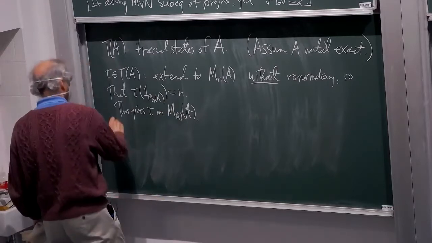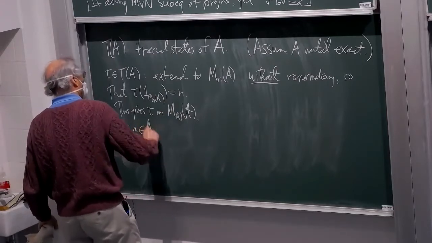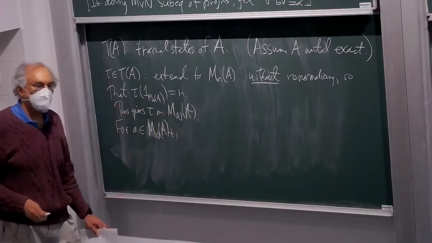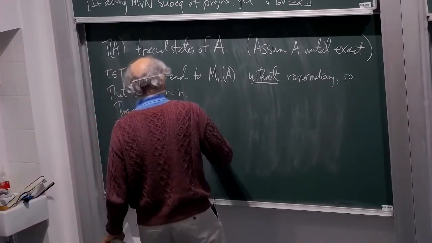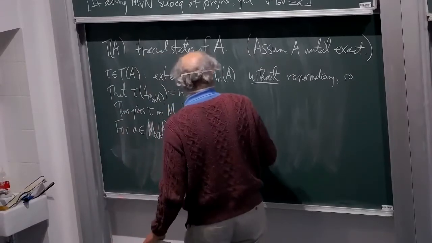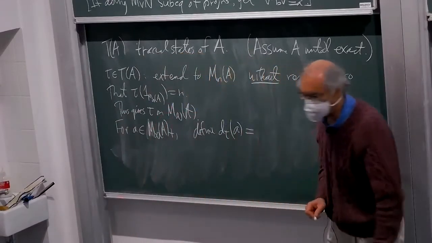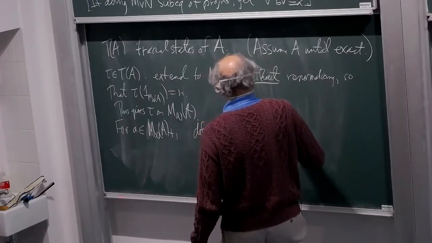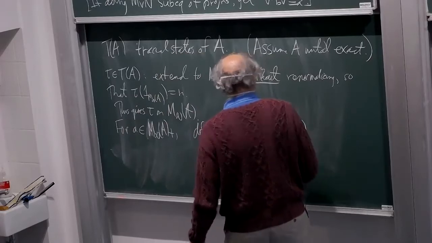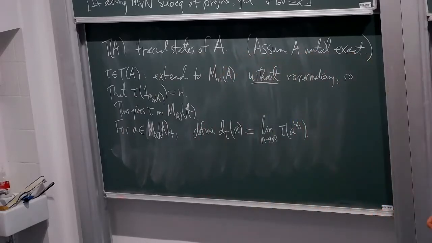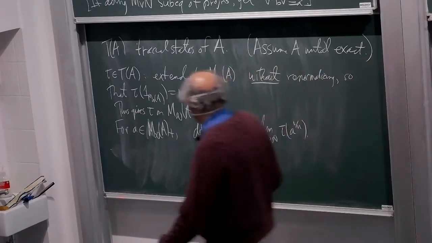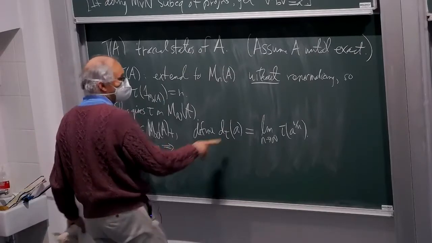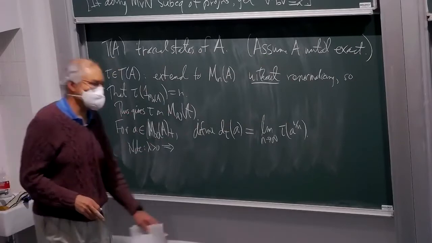And now for a in M infinity of A, positive part, we will define d tau of a to be, well, I'm not going to take tau of a, I'm going to take the limit as n goes to infinity of tau of a to the 1 over n. I want to note that I get the same thing. So first, I was worried about whether the limit exists, which it does.